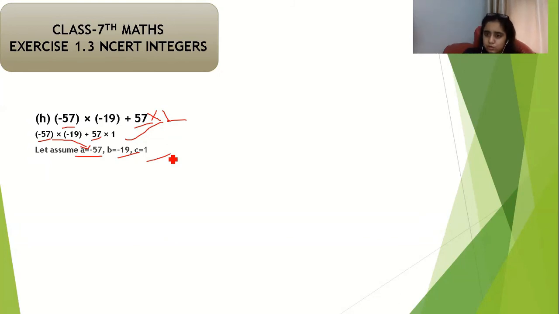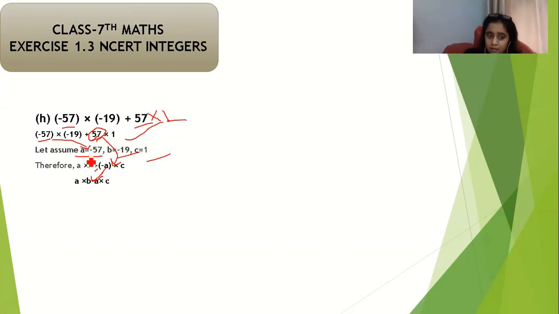Now I have A, B and C. I will use the distributive property here. My equation will become A multiplied by B plus, but here I have assumed minus 57, and here it is a plus 57. What I will do, I will put the minus sign here before A. So my equation will become A multiplied by B, this plus and this minus will become minus. So my equation will become A multiplied by B minus A multiplied by C. Look at this, it is very important what I have done. I have just put the minus sign before A.